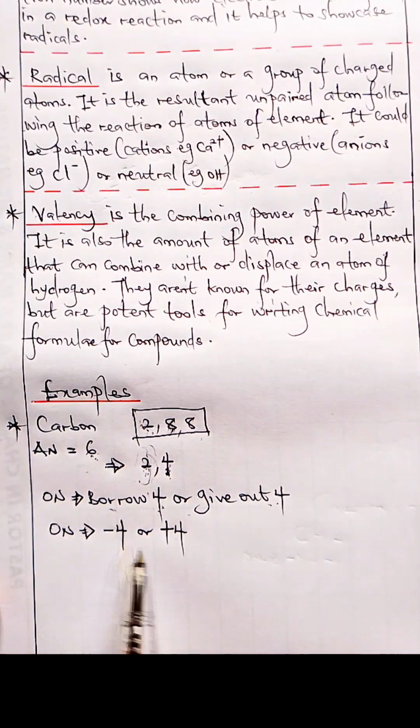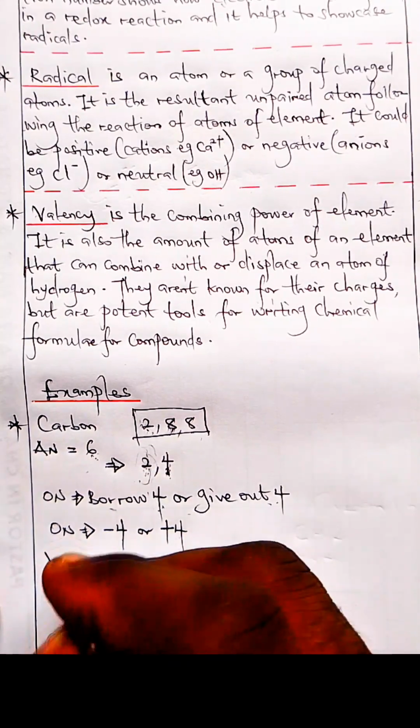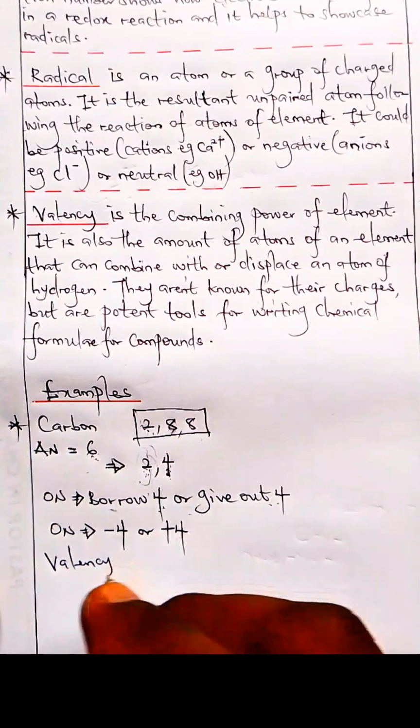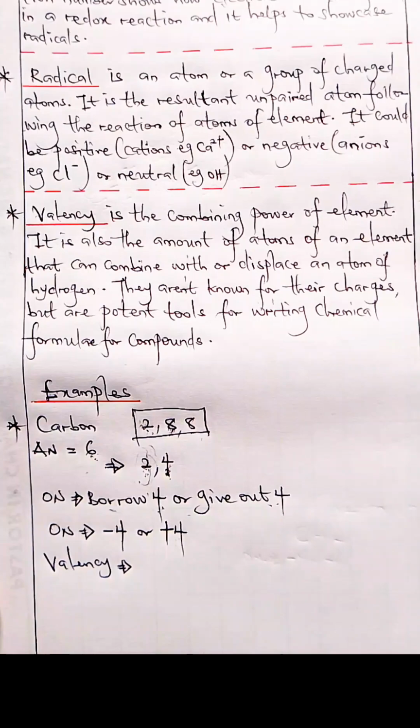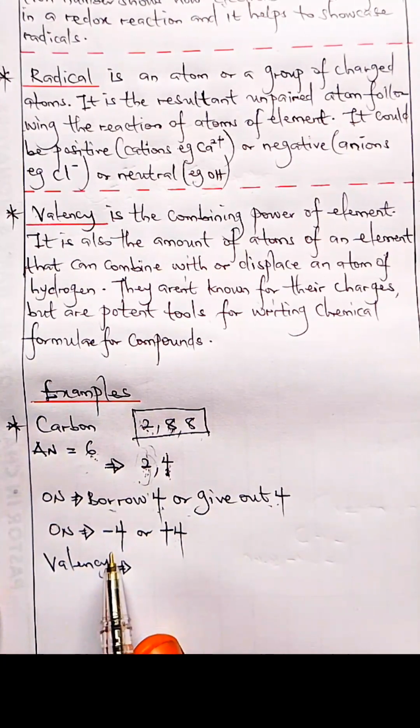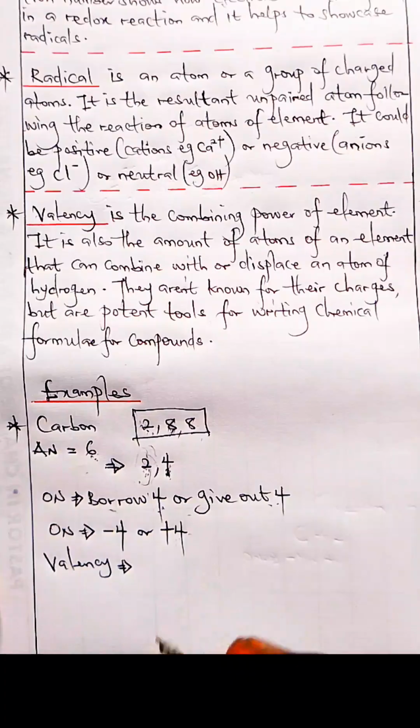It's either -4 or +4. So what is the valency of carbon? Now, when you talk about valency, it doesn't have any business with charges at all. So the valency of carbon is just 4.